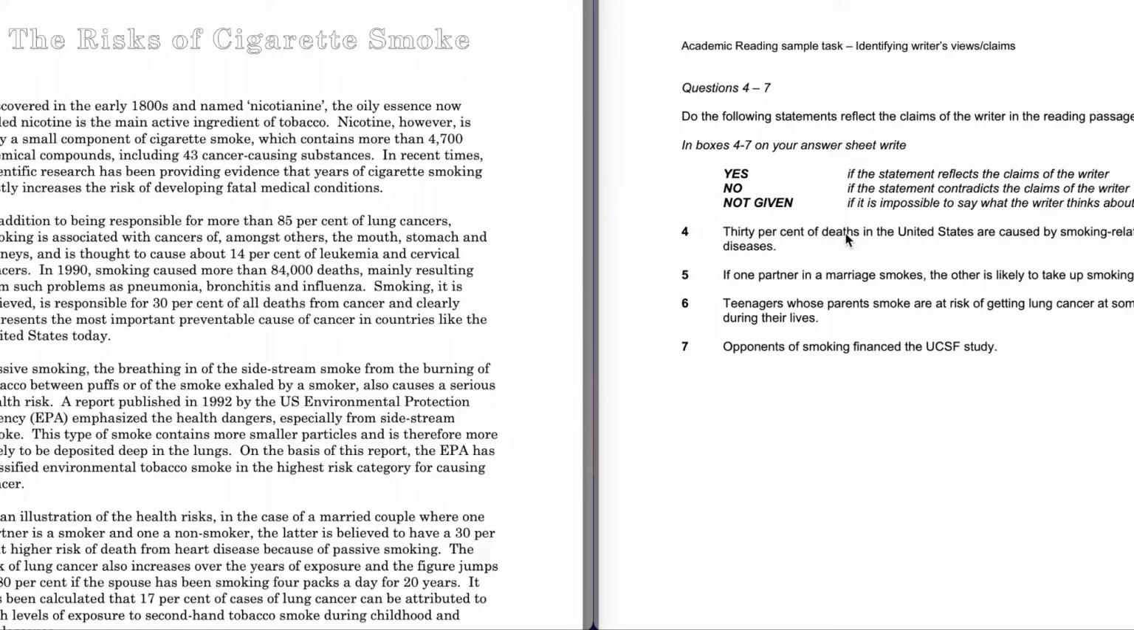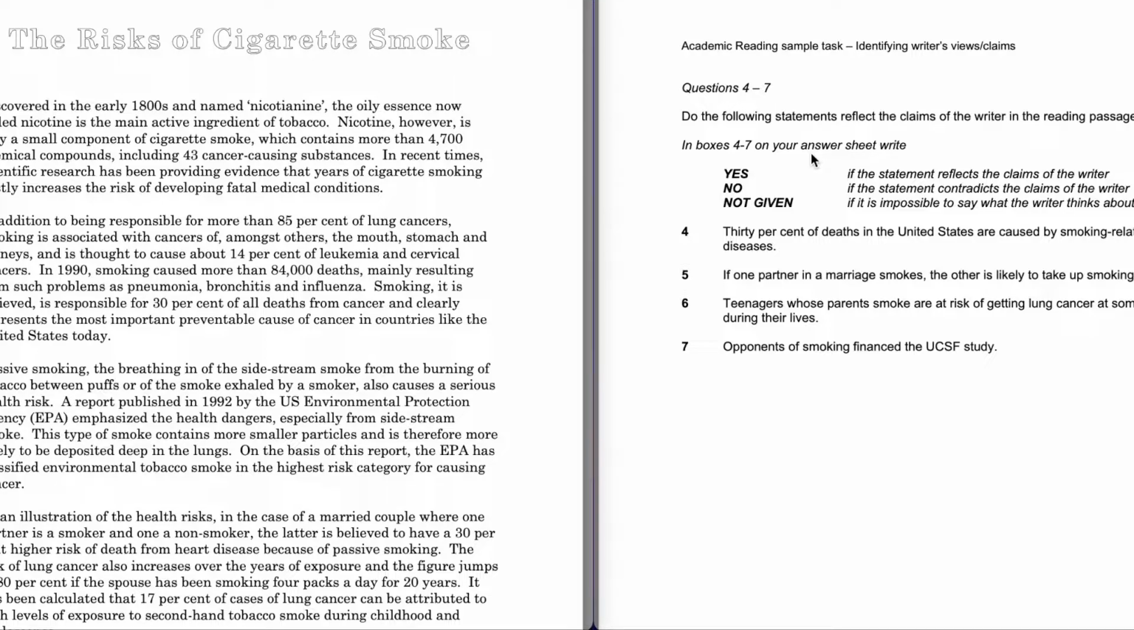So we're going to proceed with academic reading task number 3. On the left hand side we have a text which calls the risk of cigarette smoke. On the right hand side we have questions. So academic reading sample task, identify writer's views, claims. Questions 4 to 7. Do the following statements reflect the claims of the writer in the reading passage?